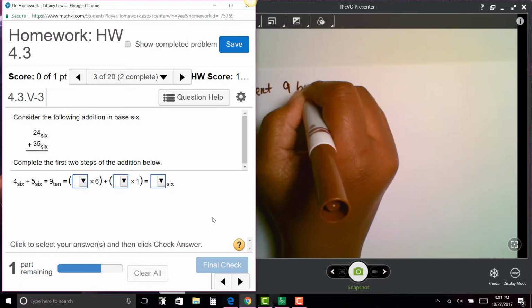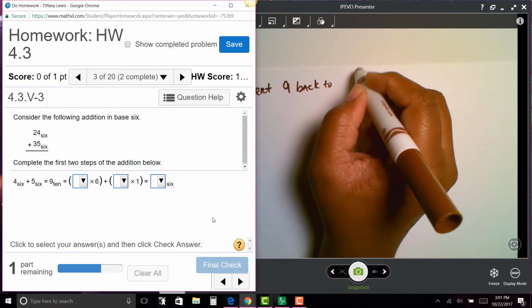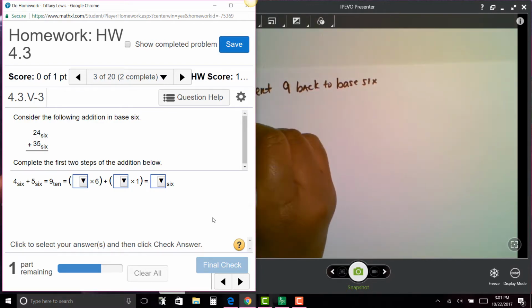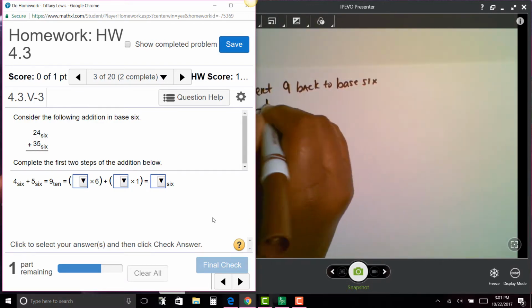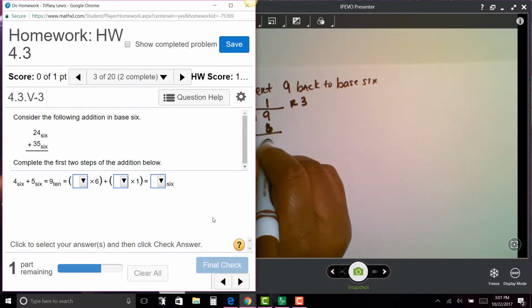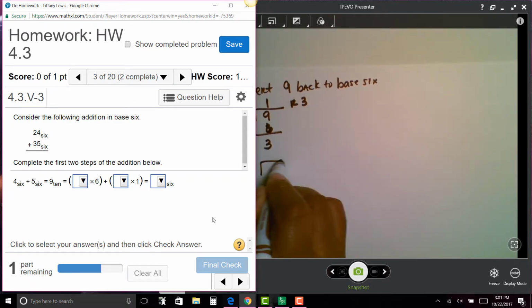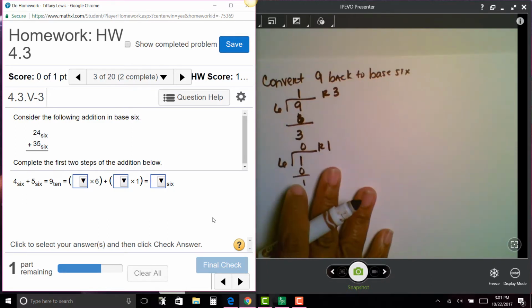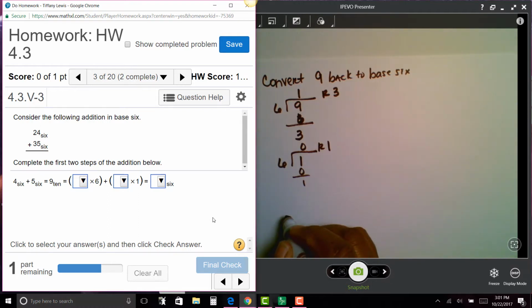9 back to base 6. Okay, so 6 goes into 9 once. We have a remainder of 3. And then 6 goes into 1 0 times. We have a remainder of 1. So then this would give us, just adding, finding that solution, it will be 13 base 6.